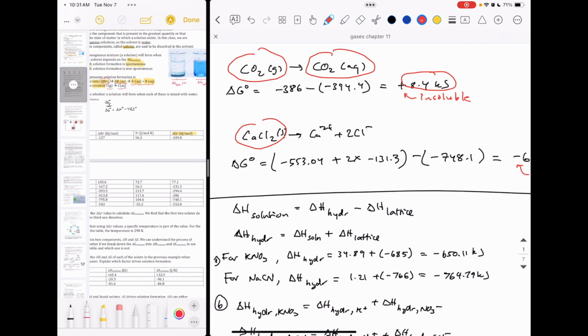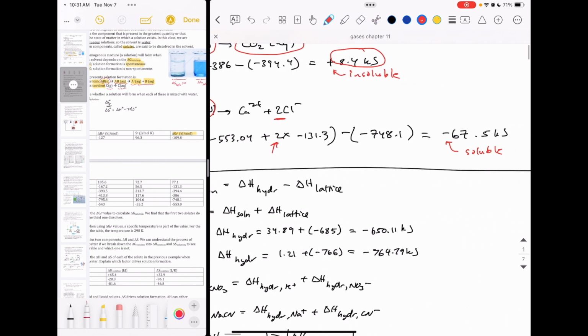And in this case, slight difference here because I have a coefficient of 2. So you see that's why I'm multiplying that number by 2 because of the coefficient. If I calculate this one, I get negative 67.5 kilojoules, which tells me that CaCl2 is soluble in water at that condition.